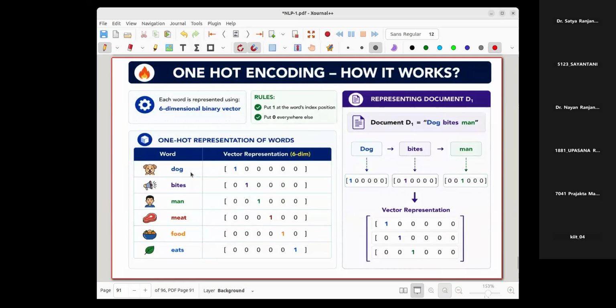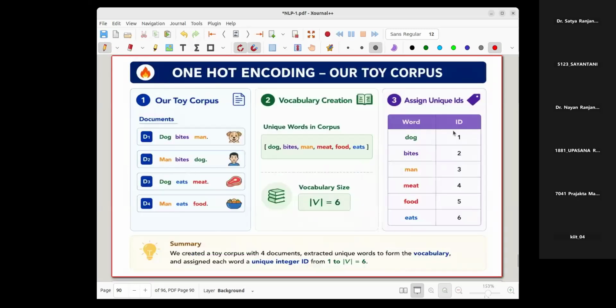Now what about dog? Here you see the index or ID of dog is 1. So the ID of dog is 1.